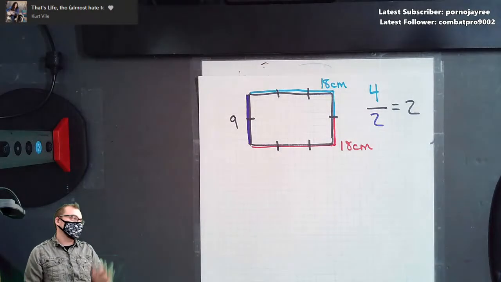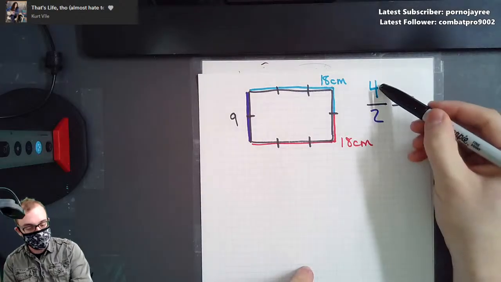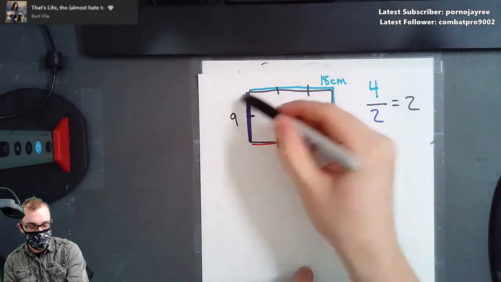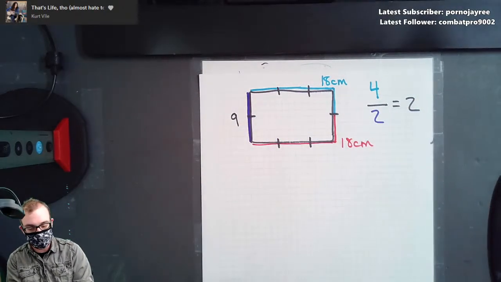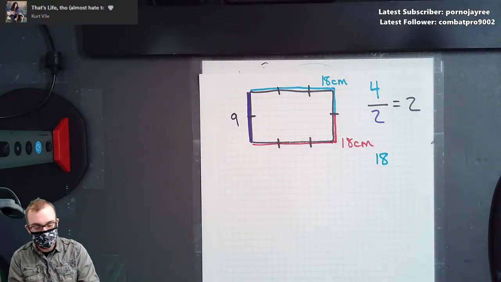But 4 halves? Oh, man. It's just 2. They're related by double. So the 4 is twice as big as the 2. That's what we're saying here. So the 18 is twice as big as the 9. How do we know that relationship's the same? Because another way to do it is 18 and 9. What's their relationship?